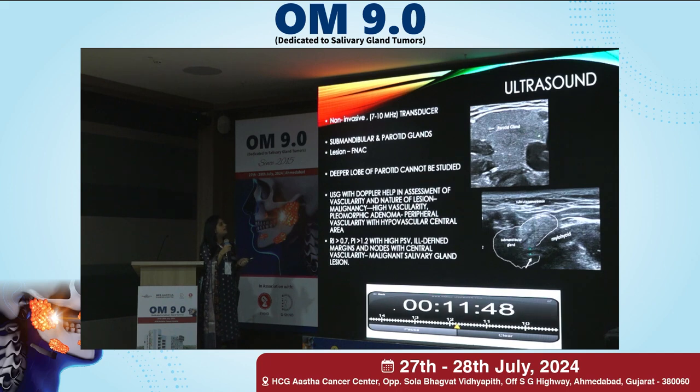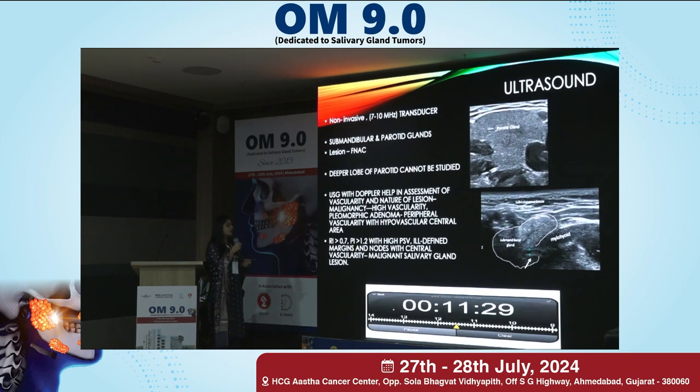Then if we combine it with Doppler, it can help in differentiating benign and malignant lesions. The benign lesions have peripheral vascularity. However, if a malignancy is there, it will have more internal vascularity. The RI and PI values are also high in patients with malignant salivary gland tumor.